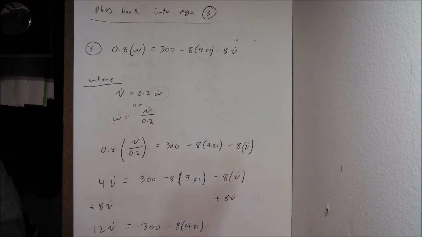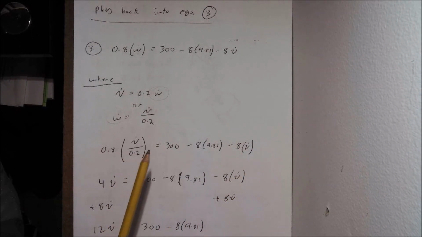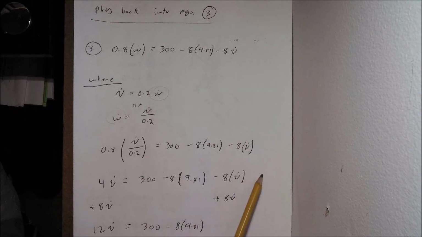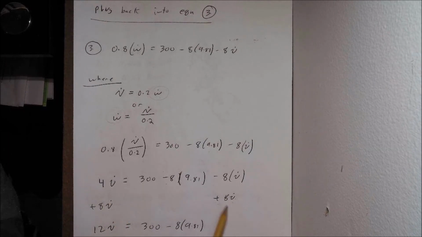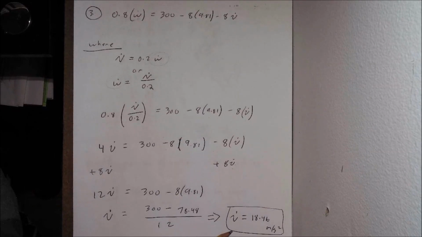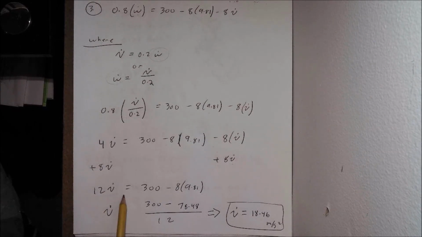I look at this here, one equation, one unknown. That makes us happy. We can solve for that there. Rearrange and simplify a little bit. Multiply this through here. We end up with 4 V dot is equal to 300 minus 8 times 9.81 minus 8 times V dot there. We can add a plus 8 V dot to both sides of this equation to move this over, so V dot is all on one side of the equation. What we end up with there is now we have 12 V dot is equal to 300 minus 8 times 9.81. Do out the math there. V dot is equal to 300 minus 78.48 over 12, which then becomes that our V dot is equal to 18.46 in units of meters per second squared.